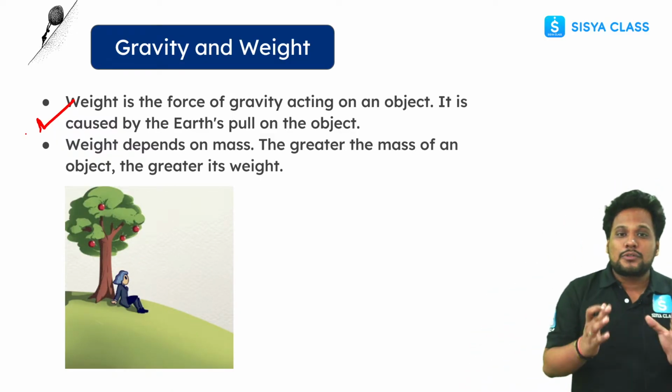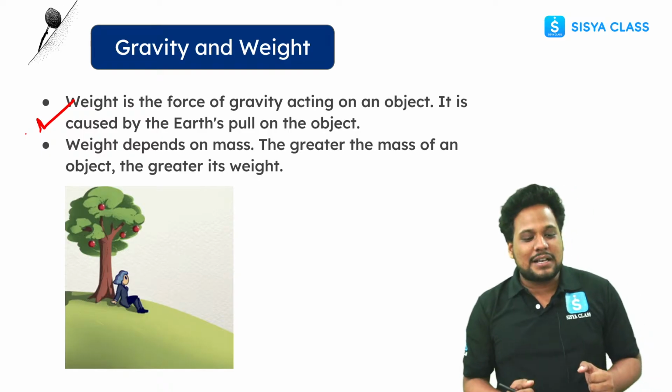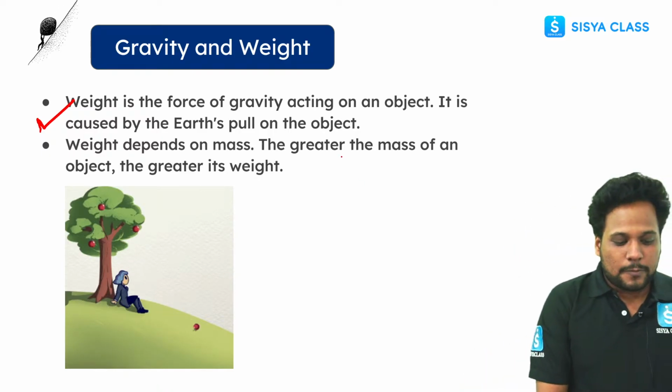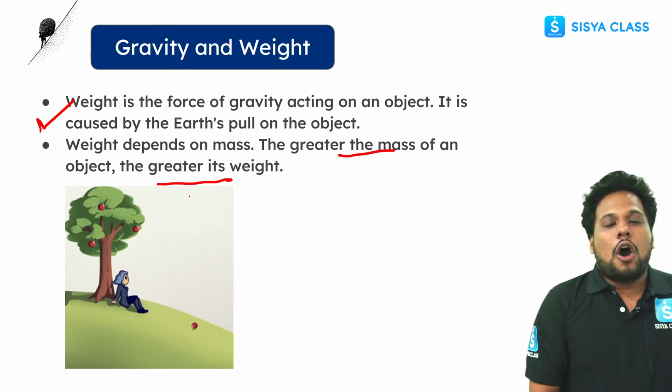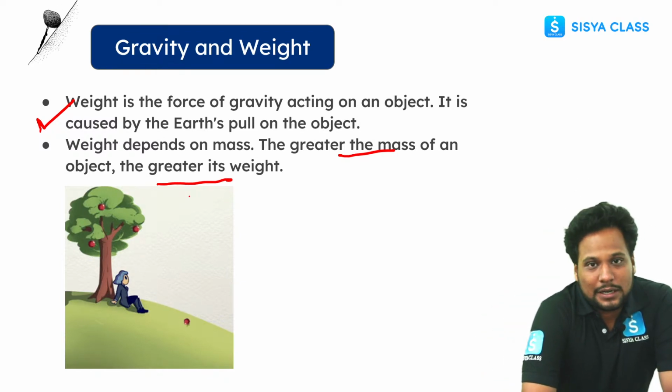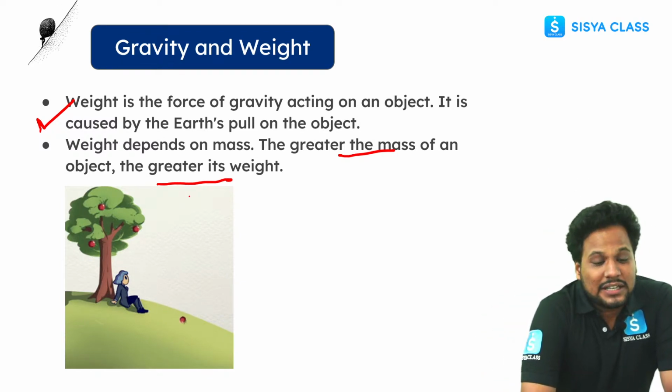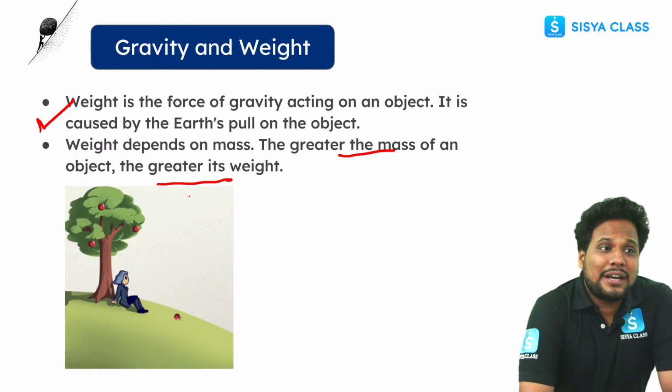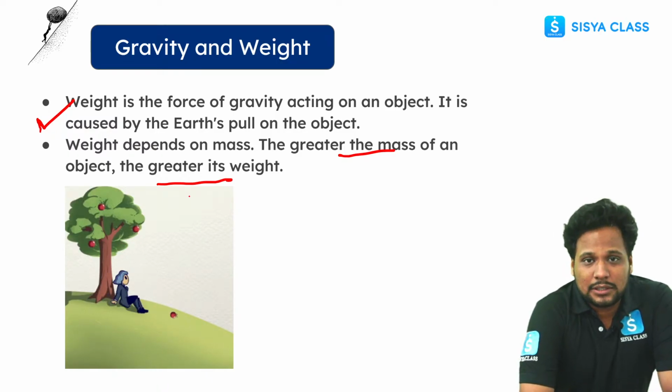Okay, जितना ज़्यादा mass होगा इतना ज़्यादा weight होगा. Weight depends on mass. So greater the mass of an object, greater is the weight of that object. This is clear? So this is how mass and weight depend on each other. We'll discuss about the mass also. Okay, how mass and weight are different from each other, we'll discuss about it.